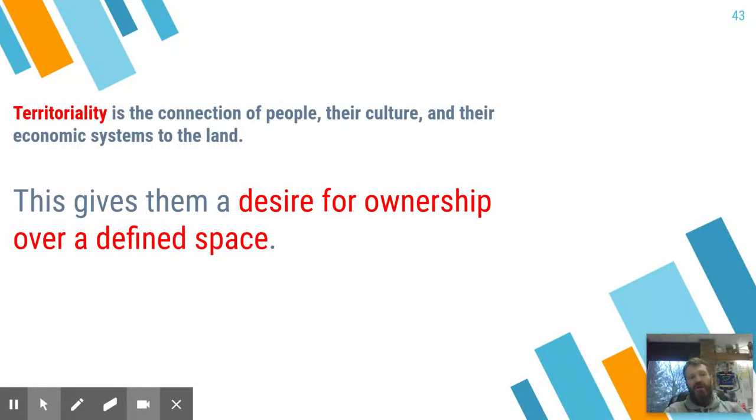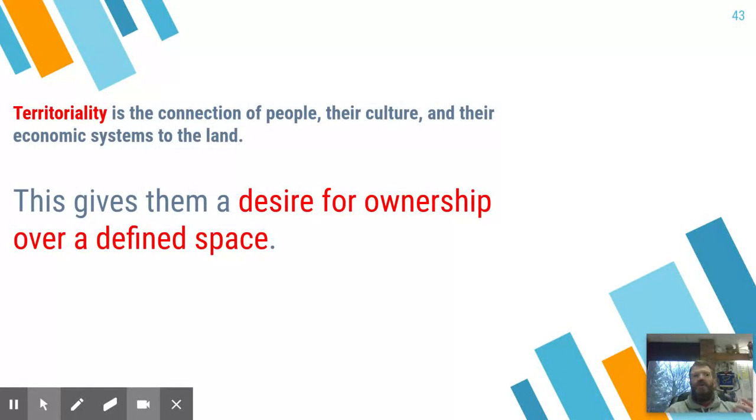All right, territoriality, and this is the end of this, is the connection of people, their culture, and economic systems to the land. This basically helps them be connected to the territory. This gives them a desire of ownership over that space. So it's a reason historically why one culture would want to have control over that.